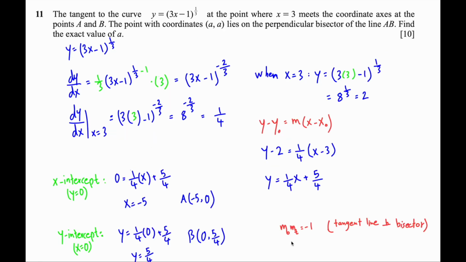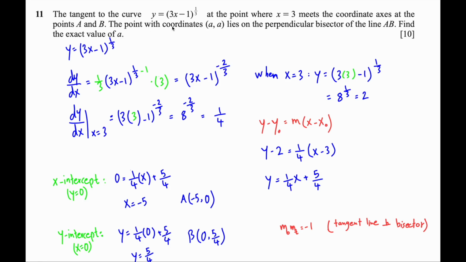Question number 11. The tangent to the curve y equals (3x minus 1) raised to the power 1/3 at the point where x is 3 meets the coordinate axes at points A and B. The point with coordinates (a, a) lies on the perpendicular bisector of the line AB. Find the exact value of a. So what's basically going on here, we have a tangent at the point x equals 3, which is going to cut the axes at points A and B.